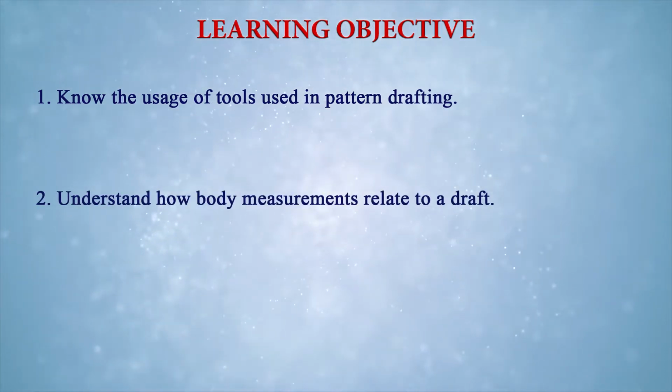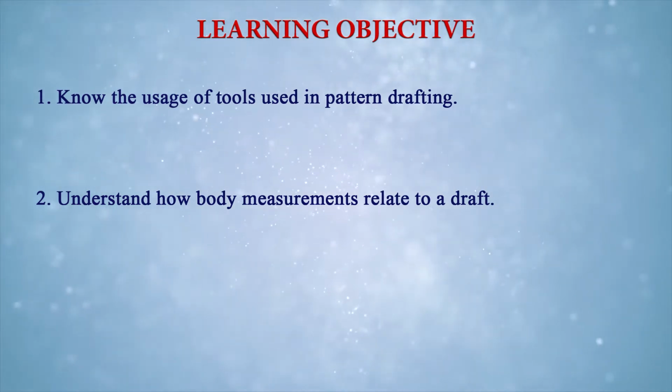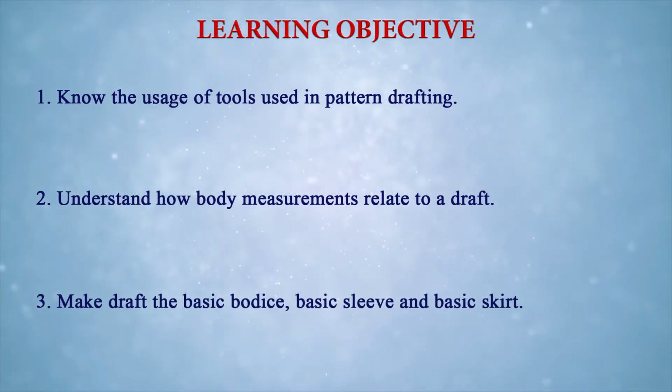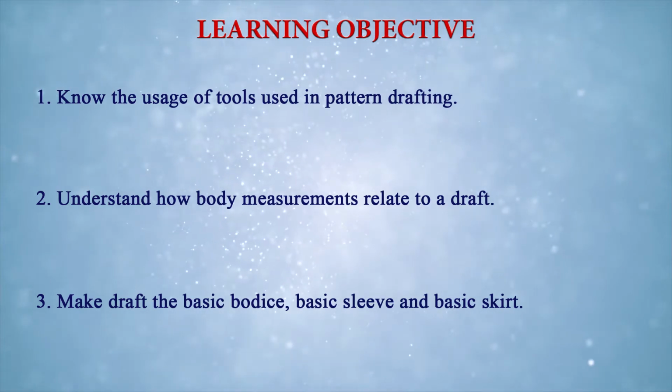Then you can understand how body measurement relates to the draft. After doing this activity, you can make drafts of basic blocks like the basic bodice, basic sleeve and basic skirt. These three are very important when you go for construction of a garment, especially women's garments. So we generally make these three blocks, the basic sloper, for garment construction. After this activity, you can easily make a draft of the basic bodice, sleeve and skirt.